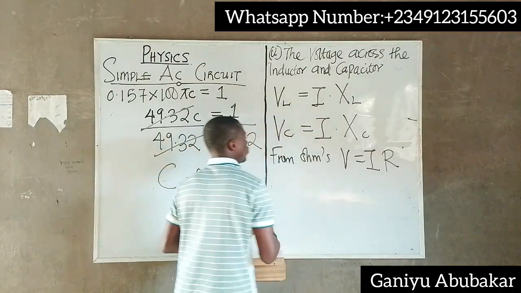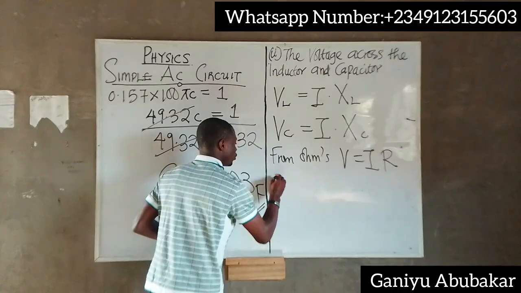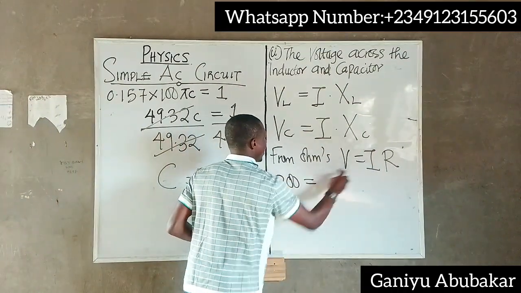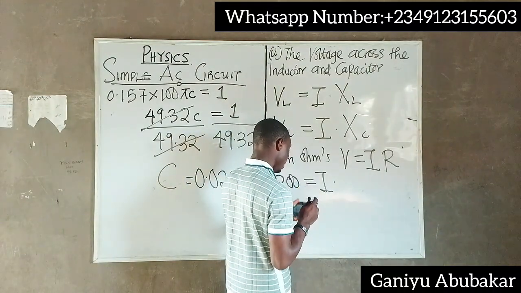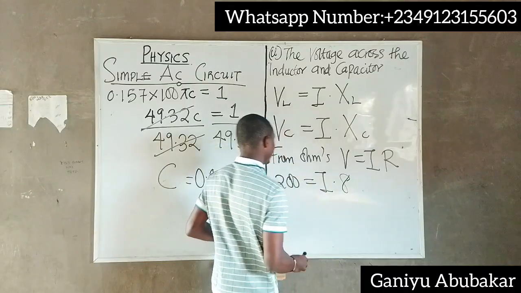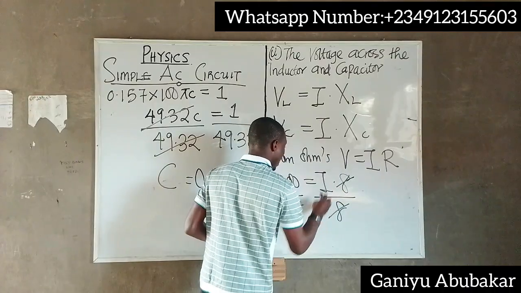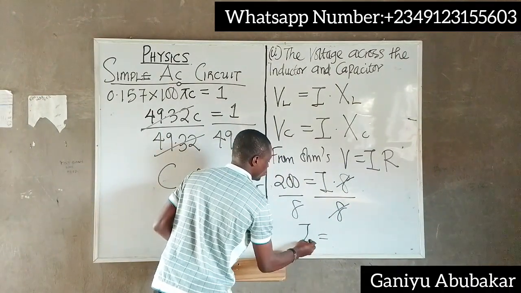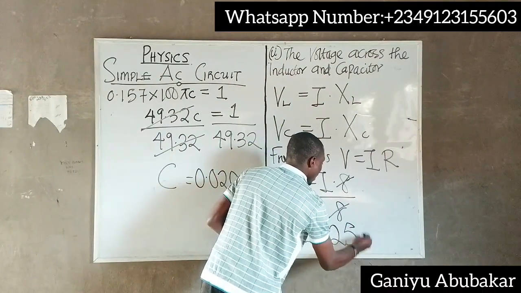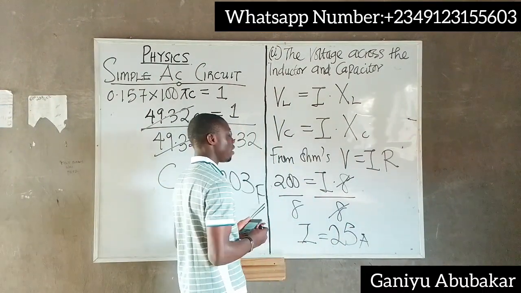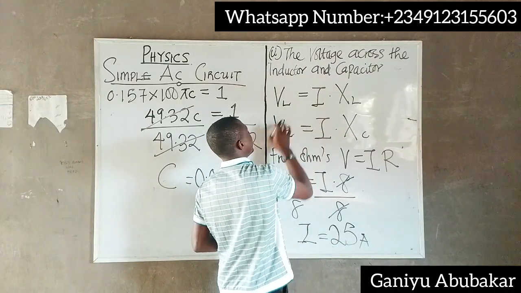So from here, we know that they give us V as 200. So from here, V is 200 equal to I, which is unknown yet, dot what's R? R is 8. R is 8. So just divide by 8. Let's get I. I now is equal to 200 over 8, which gives you 25 ampere. So I've gotten current as 25 ampere. I'll put 25 into this place and this place here to get VL and VC.